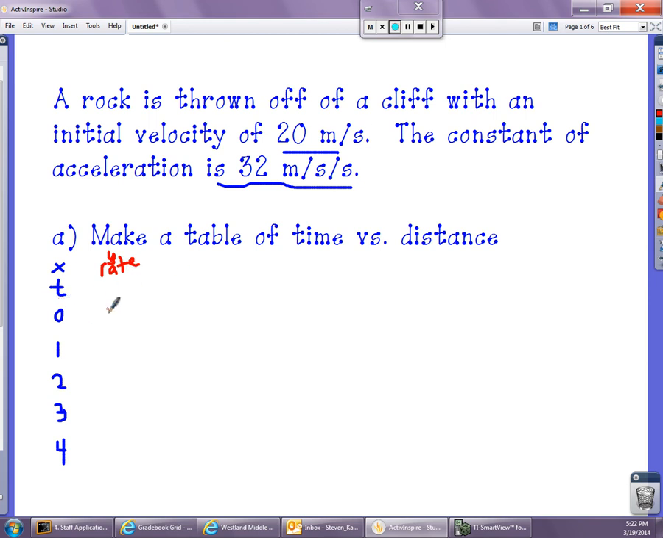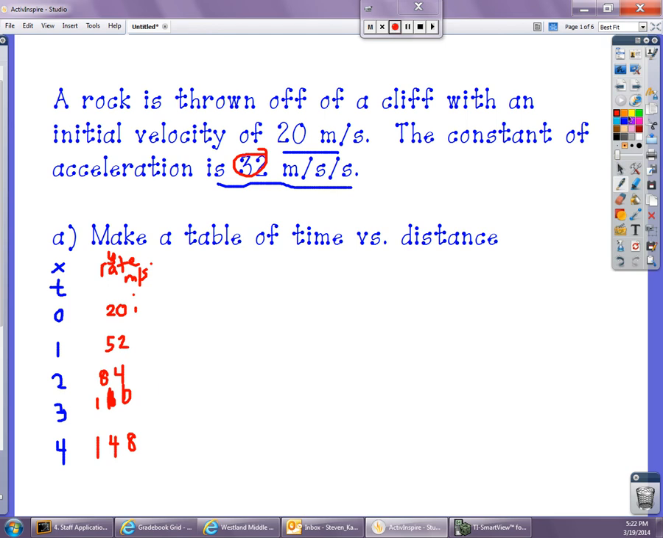So we know at time of 0, it's going 20, and I'm not going to label it, but this whole chart is going to be in meters per second, because it's speed. After 1 second, we're going to use the 32, and it's increasing 32. So now it is at 52 meters per second. Plus another 32 would be 84. Plus another 32 would be 106. No, I'm sorry, 116. Plus another 32 would be 148.